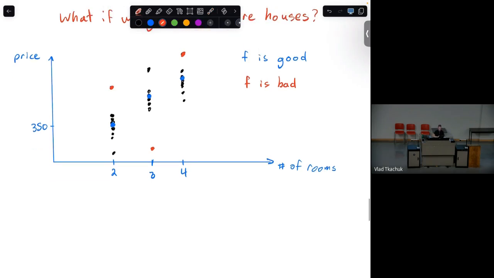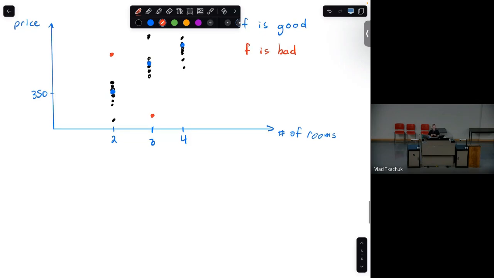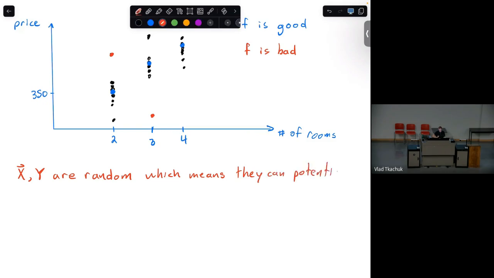Okay. So the first thing we notice is that we don't know what the new house we're going to get is. In particular, the way we would say this is that we notice that this x and this y that we're going to get, they're random. So these things are random variables. What that means is that they can potentially be any feature label pair.